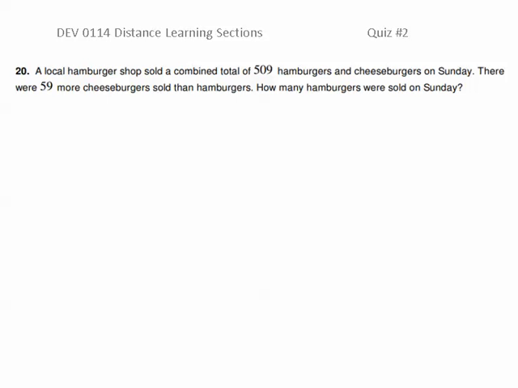Right, number 20 from quiz number 2. This is an application problem. It says a local hamburger shop sold a combined total of 509 hamburgers and cheeseburgers on Sunday. There were 59 more cheeseburgers sold than hamburgers. How many hamburgers were sold on Sunday?